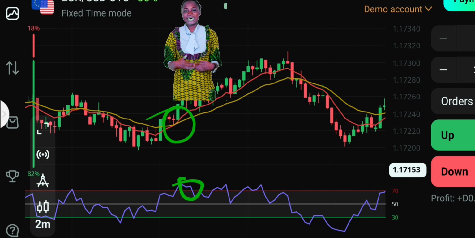They did not cut, maybe the EMA 21 did not cut below the EMA 9, showing buy. But this RSI says it is reactive. Stay away in this kind of market. There must be a clear confirmation before you pick a trade.